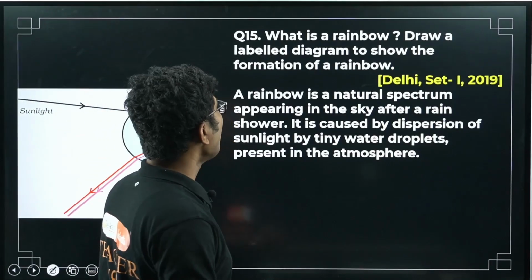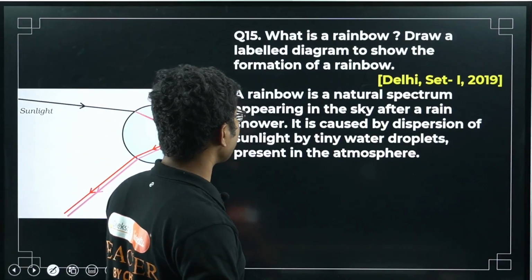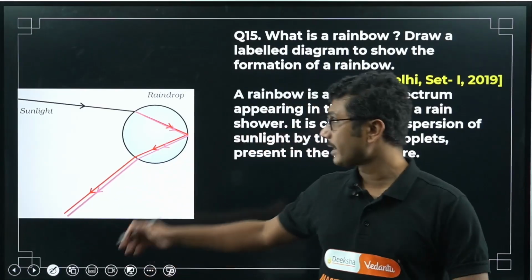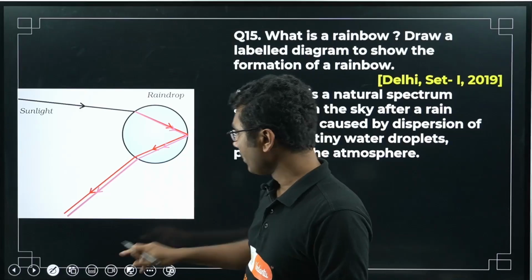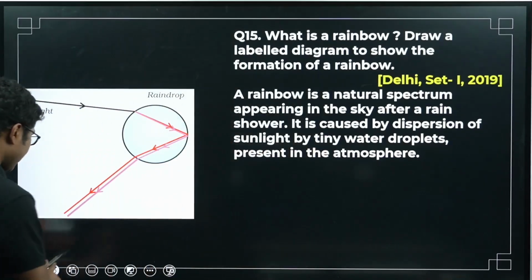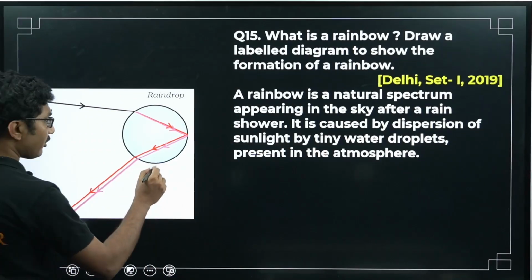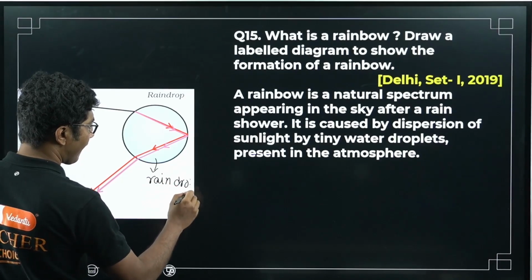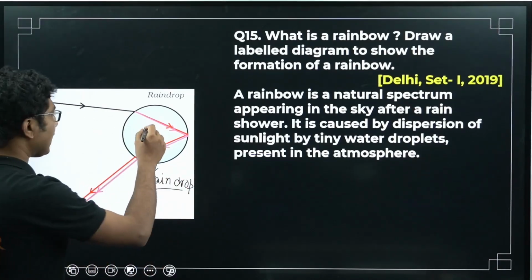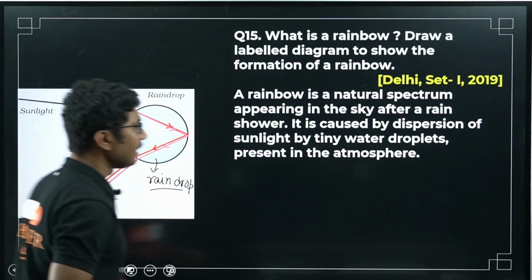What is a rainbow? Draw a labelled diagram to show the formation of a rainbow. So draw a labelled diagram. Here you have to label it: incident ray, sunlight. Okay, this is the raindrop, and this is the dispersion happening. Okay, this is the raindrop.